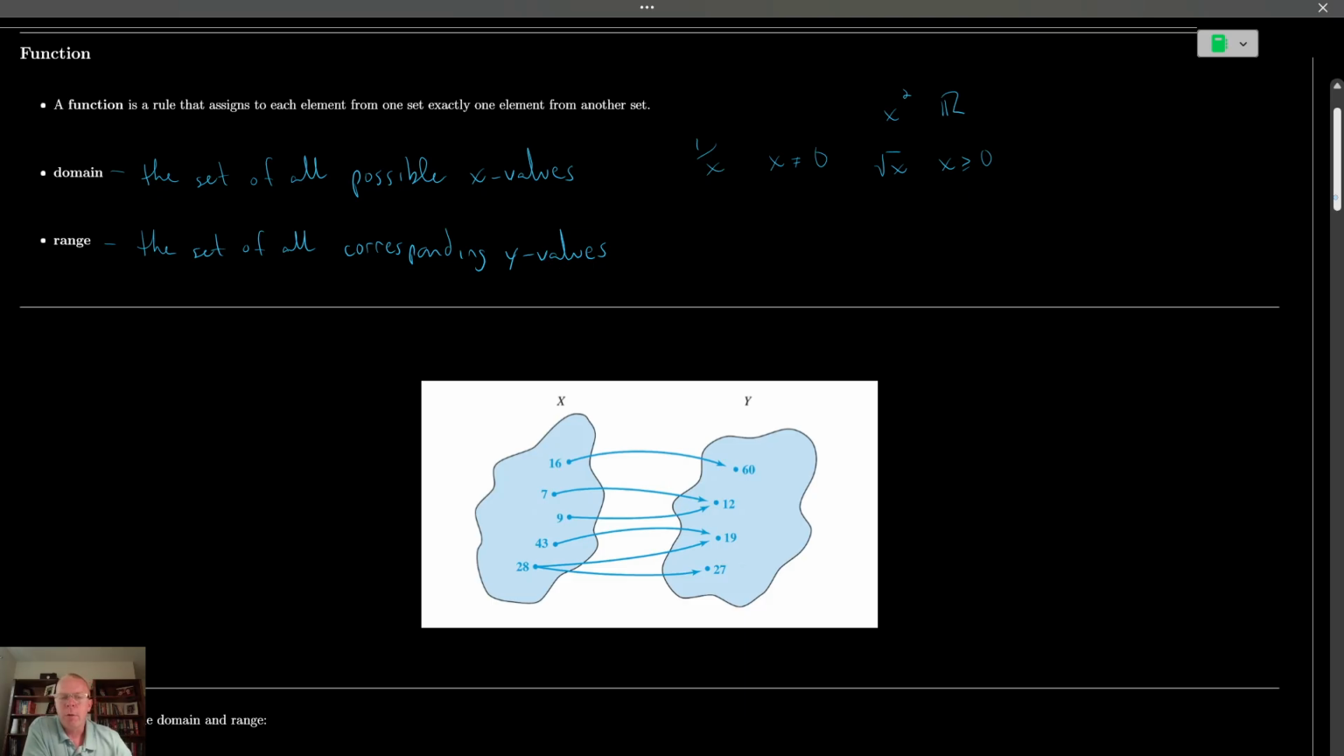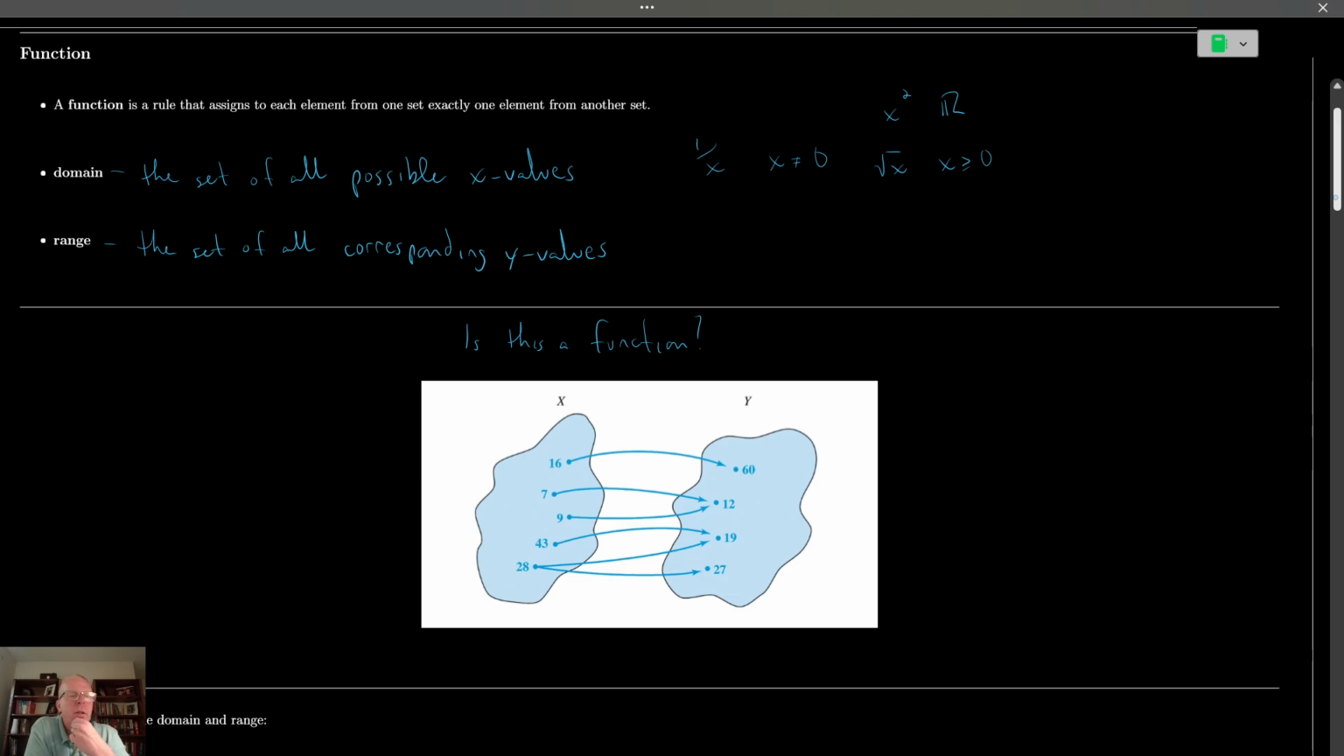So here's an example. Is this a function? We have a set of X values: 16, 7, 9, 43, 28. We have a set of Y values: 60, 12, 19, 27. And we see these arrows going from the X values over to the Y values. So is this a function?